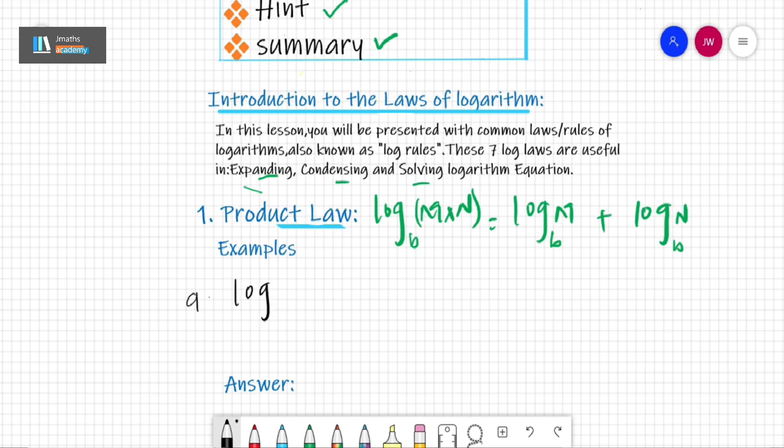A, if you have the logarithm of 5 multiplied by 8 to base 2, this will give us what? And b, if you have the logarithm of 8 multiplied by 9 to base 3, this will give us what?